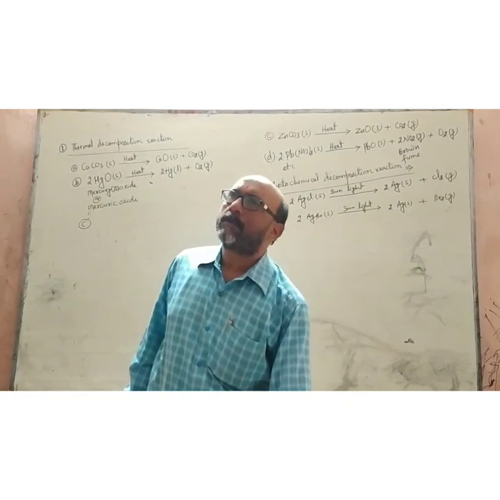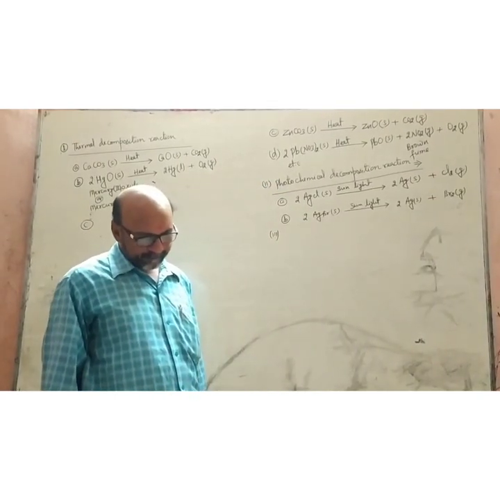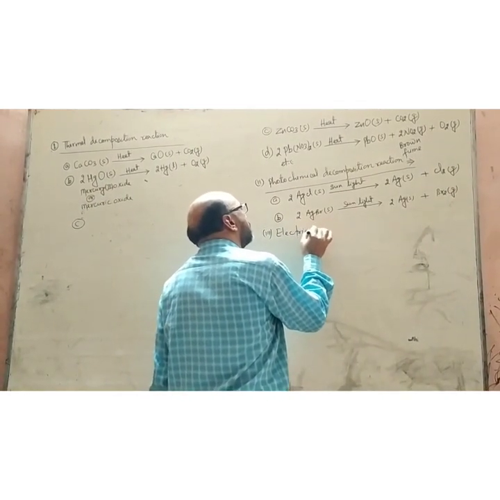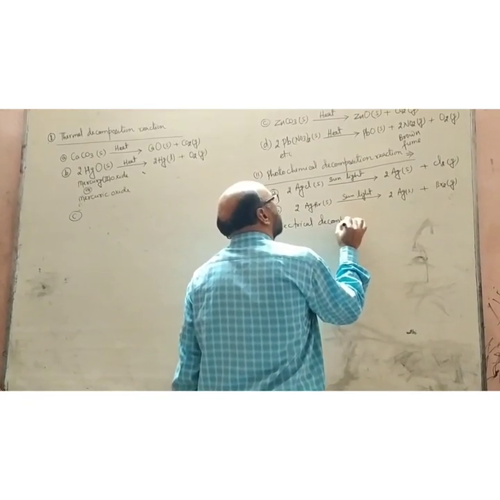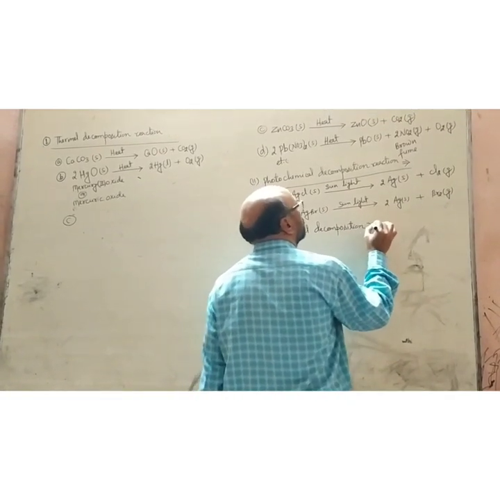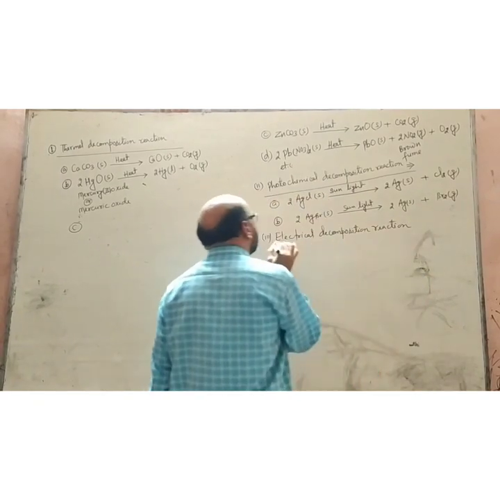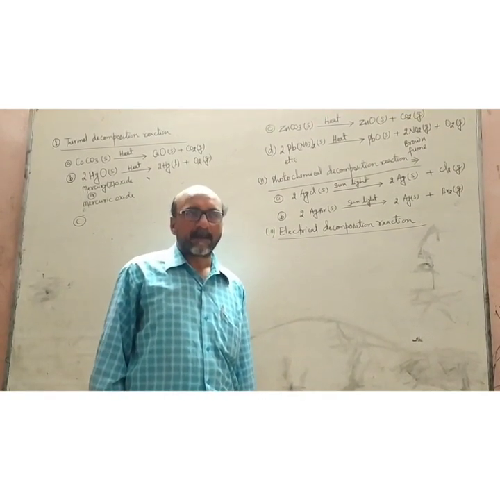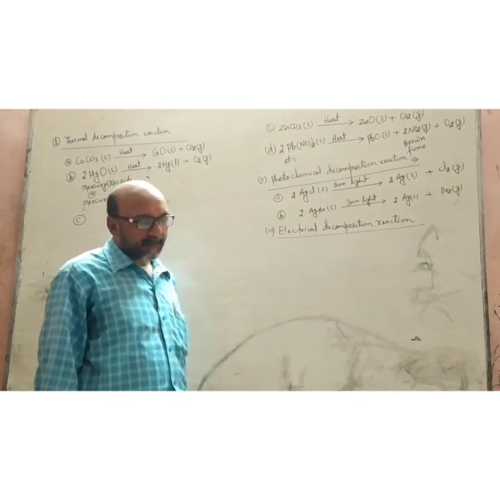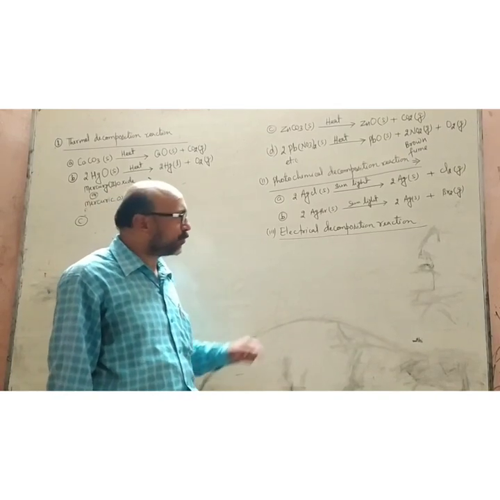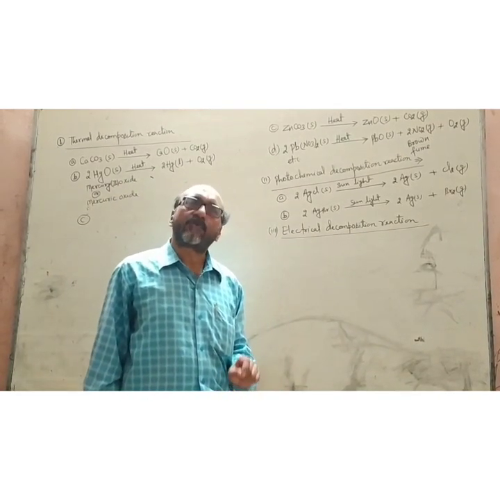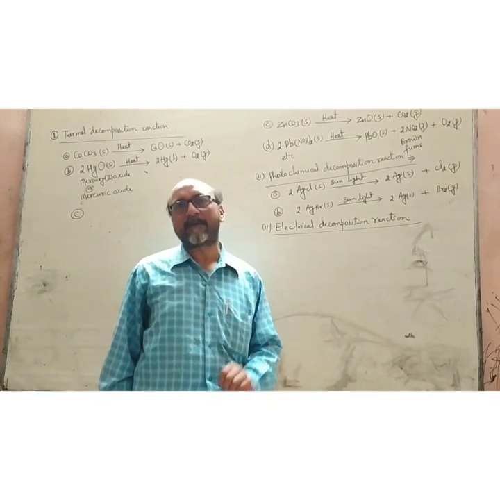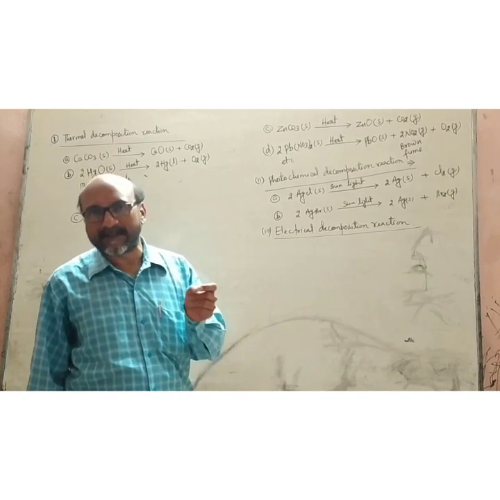The third kind of decomposition reaction is electrical decomposition reaction. The decomposition reaction which takes place by supplying electricity, means the decomposition which takes place due to electricity. This is called electrolytic decomposition reaction also, or electrical decomposition reaction. In short, it is also called electrolysis.